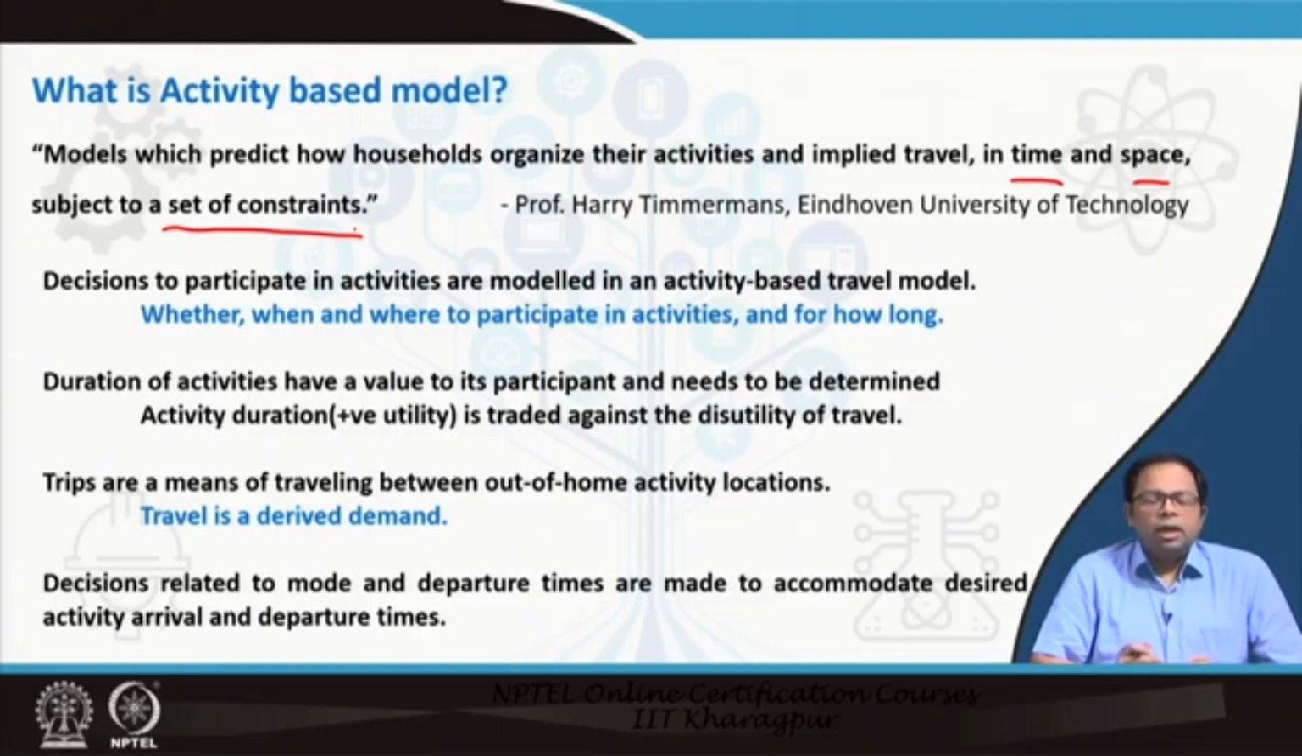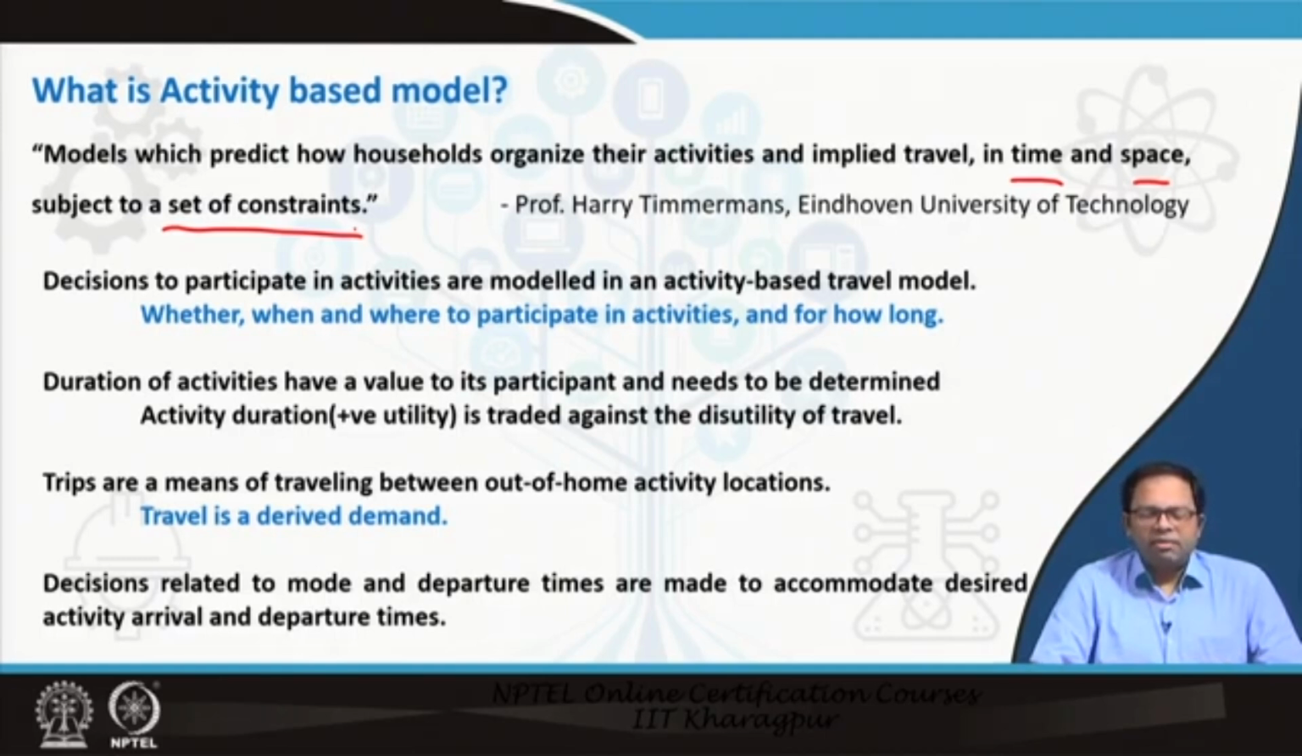How do we do this determination of duration? Obviously, if you can increase the time for the activity, that gives us positive utility, and it is traded against the disutility of travel. That means we want to reduce our travel time and increase our activity time. So, when I am scheduling my activities, I will try to maximize the time of the activity and reduce the travel time as much as possible. This entire schedule has to be designed so that I gain the maximum utility.